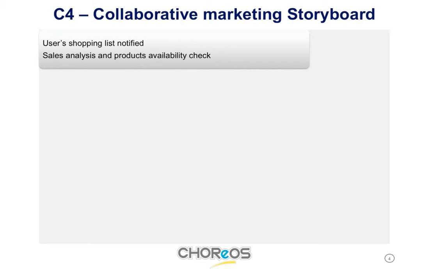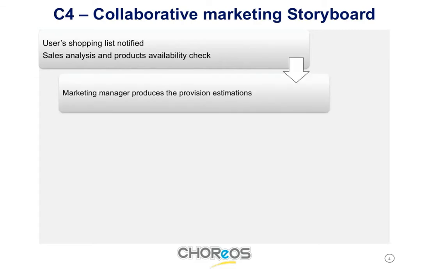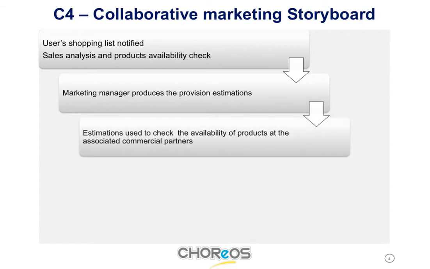In this case, marketing application service starts analyzing sales at store services and at the same time the availability of products at the warehouses. The collected information is then provided to the marketing manager, which is in charge of producing the provision estimation for the addressed products. These estimations are used to check the availability of these products at the associated commercial partners.